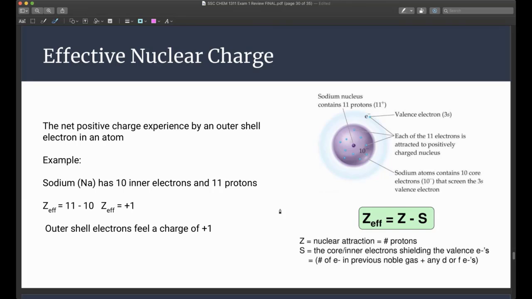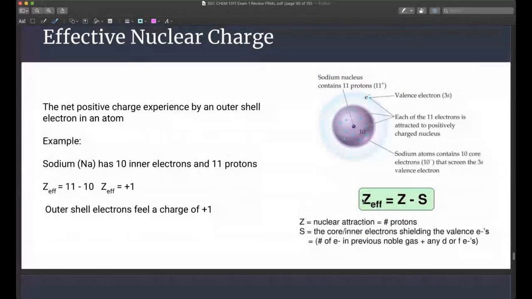And so we use this formula, which is Z effective is equal to Z, which is the charge of the nucleus, the number of protons, minus the core inner electrons, which are shielding those valence electrons. You can use the number of electrons in the noble gas that preceded that element. That's the most used. The best bet is to use the number of electrons in the previous noble gas. For sodium, I think it's neon, so we have 11 and then we subtract 10 electrons. And so the Z effective would be +1. That 1 valence electron in sodium has a Z effective of +1.